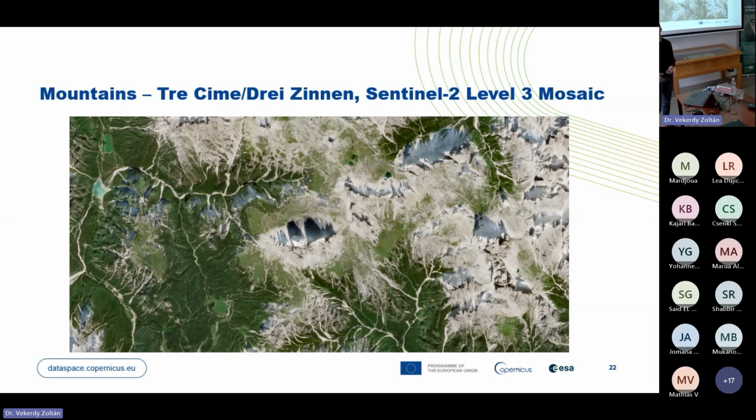Again, if you're investigating mountains, if you're into snow or avalanches, then you will always have to keep in mind that you're looking at very steep slopes. And so the level 2 is struggling.